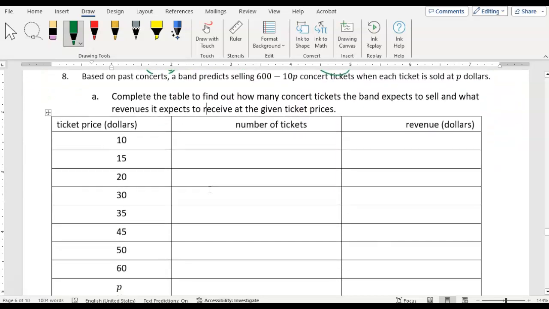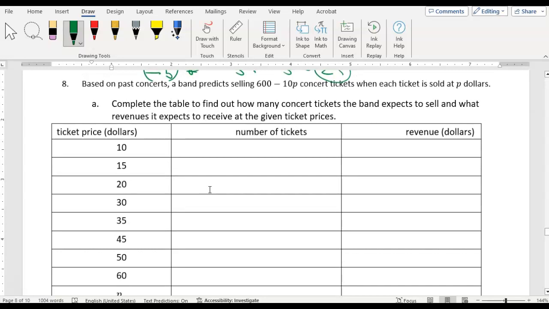All right, based on past concerts, a band, so this is a revenue question, predicts selling tickets at P dollars. So this is the number of tickets that they can sell, and this is the cost of the ticket. It says complete the table to find out how many concert tickets the band expects to sell. So if the ticket price is $10, they would sell 600 minus 100, they would sell 500 tickets, and that means their revenue would be $5,000.